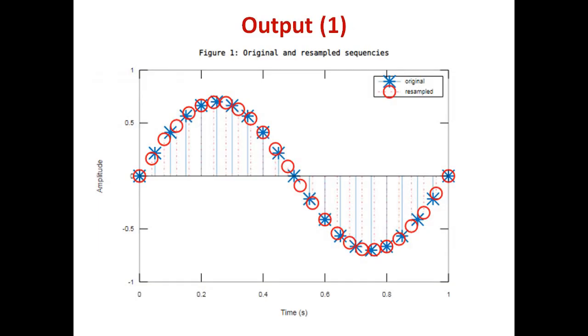And the resampled sequences are plotted with circles, and that shows whether it is approaching the criteria of getting the rational factor of 5 by 4. All the signals which are very close to the rational factor are plotted with blue dotted lines, whereas the original signals as well as the resampled signals are marked with different notations.